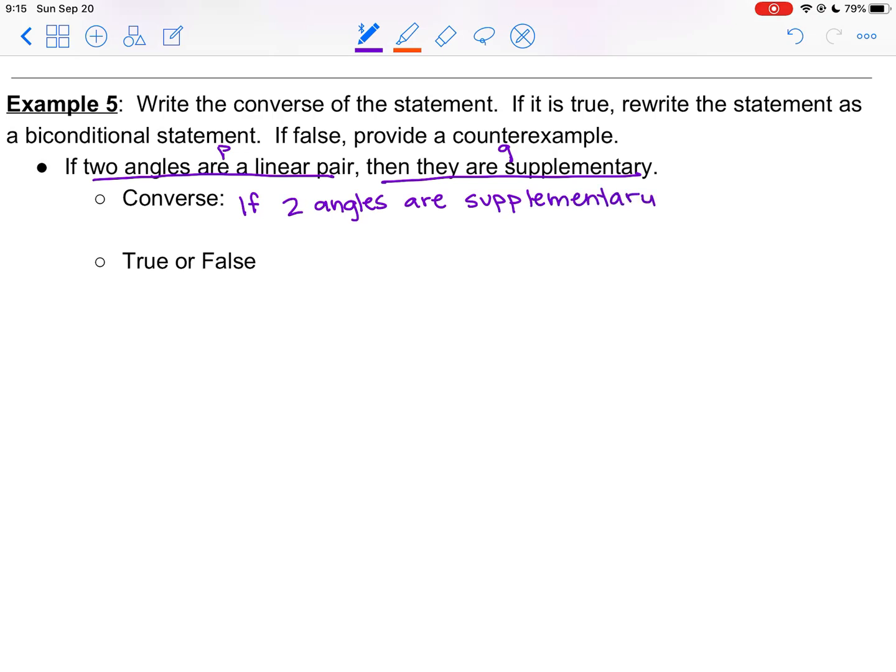So I start with the end, and I do have to add in some words sometimes to make it make sense. So if two angles are supplementary, then they are a linear pair. And I end with what the other one started with. All right, so if two angles are supplementary, then they are a linear pair. So what I'm going to do is see if I can figure out a way to make this false. So a linear pair are two angles that are adjacent and the non-shared ray forms a line.